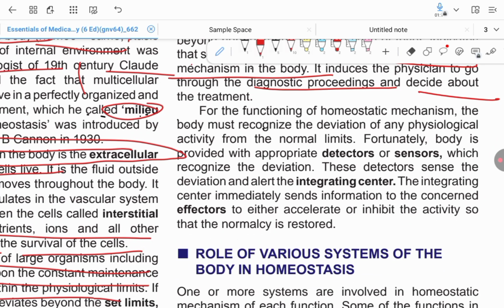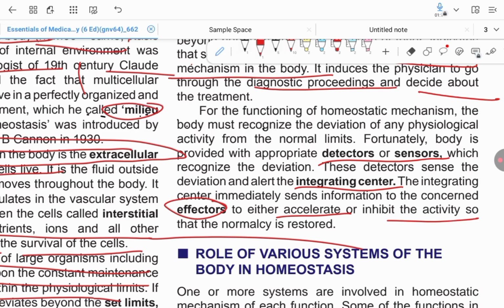So how does the homeostasis system function? Suppose there is any change in a particular system or particular internal environment in the body, then there are some detectors or sensors present in the body that detect the change. That detection, that signal, will be sent to the integrating center. That integrating center immediately sends information to the effector, and the effector either accelerates or inhibits the activity and normalcy is restored. So this is basically the mechanism of how the homeostatic system functions.